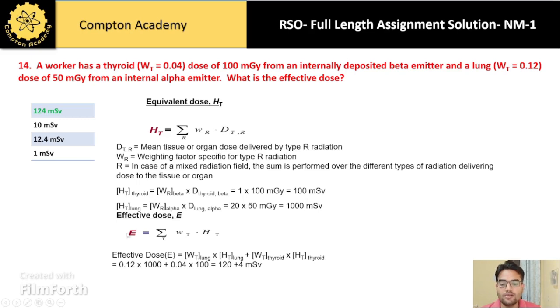Now to calculate the effective dose, we take the summation of the tissue weighting factor multiplied by the equivalent dose. For the thyroid, the equivalent dose is 100 millisievert multiplied by its weighting factor, and the same is done for the lung. After the calculation, we get 124 millisievert as the total effective dose for the radiation worker.